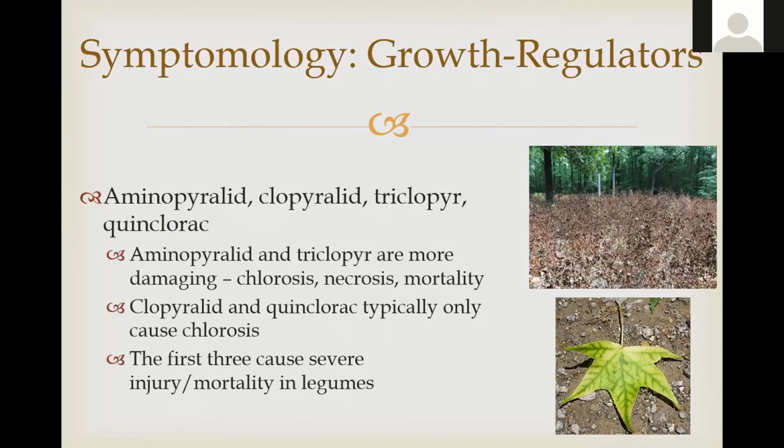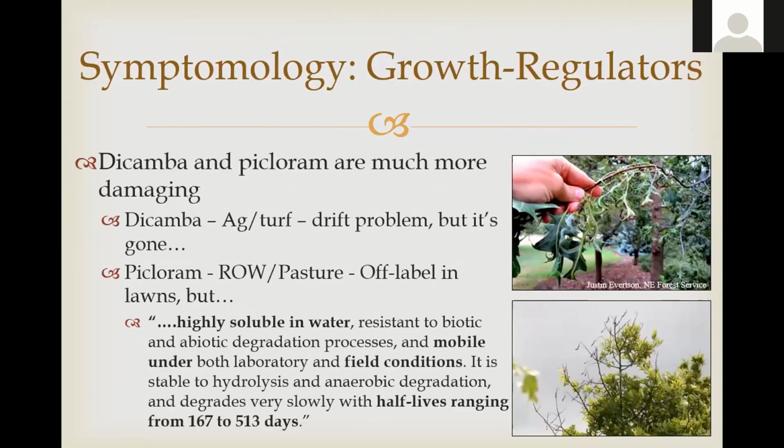The other thing I want to mention there is if you do have leguminous species, those first three will absolutely nuke them. With clopyralid, which you can spray right over the top of a lot of hardwoods, if you spray over the top of a legume species, you're going to have issues. It's going to kill that tree. Dicamba and picloram, still in the same family of herbicides, much more damaging.